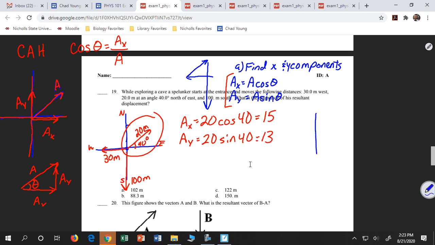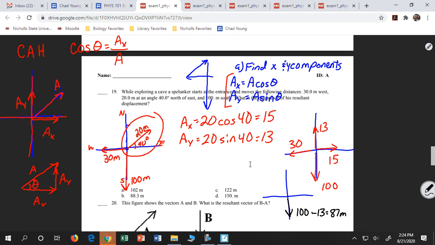I'm going to redraw this. And when you do this on the test, you won't need to draw it this many times. This y component is 13. This x component is 15. This is 100. And this is 30. My next step is to combine x and y components. That's best done on your coordinate system. I'm going to have now two vectors. This one will be 100 minus 13, or 87. And then this vector over here, what will that vector be? The one in the negative x direction.